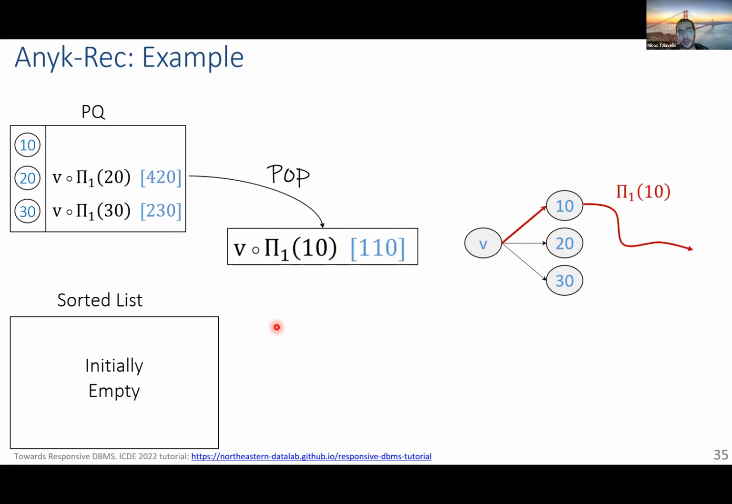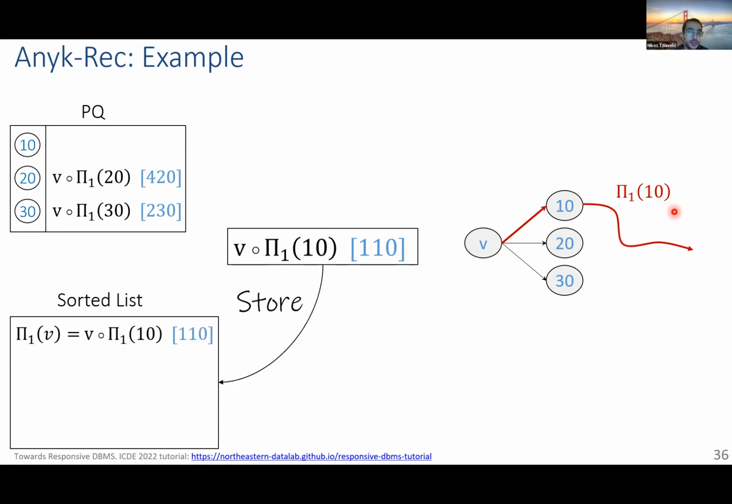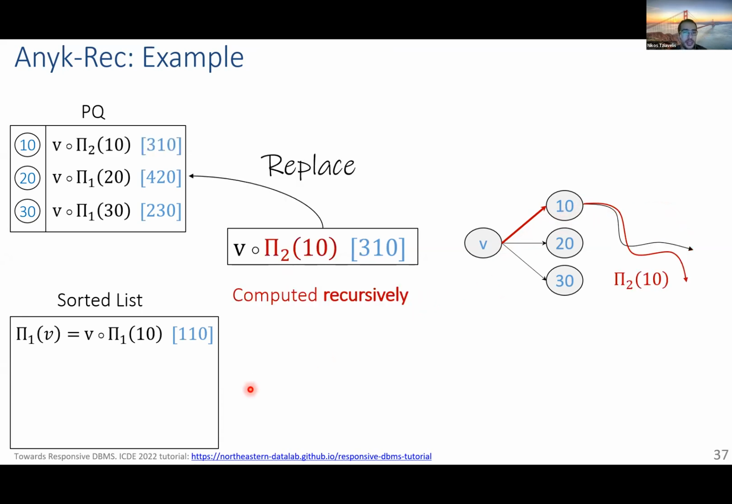To start the enumeration, we pop from the priority queue, and that's the best path from V. In this example, it's a path that goes to the child 10 and continues optimally from there. It's the pi 1 of 10. That's the best one. Let's store it in our sorted list, and let's continue. To continue, we replace the path in the priority queue with the next best suffix from 10, which is pi 2 of 10.